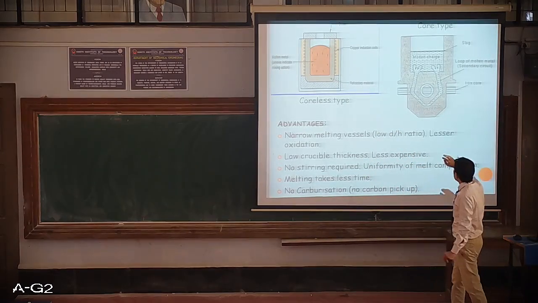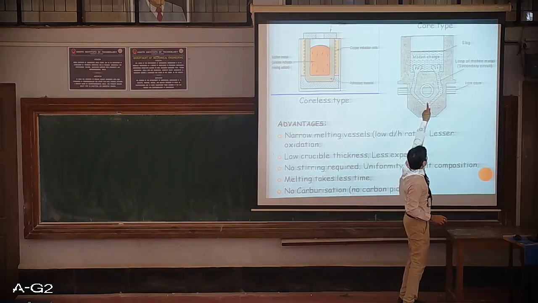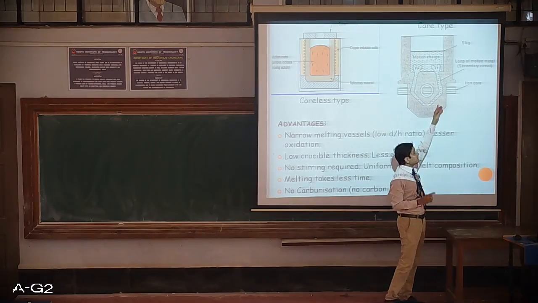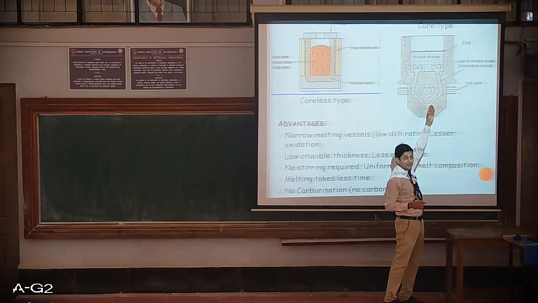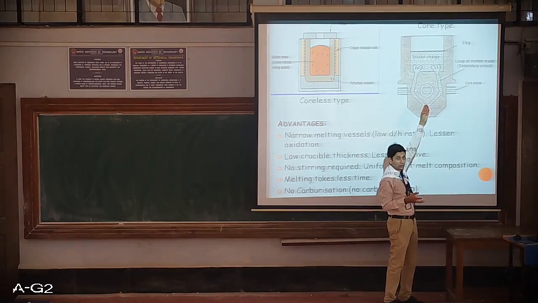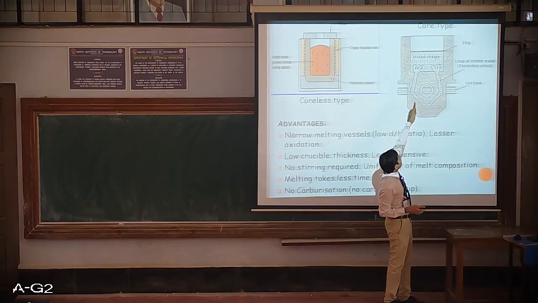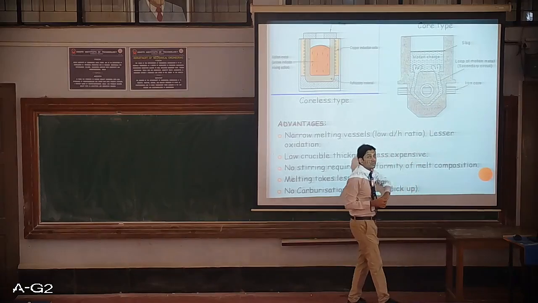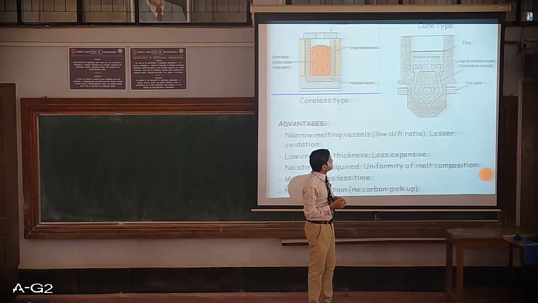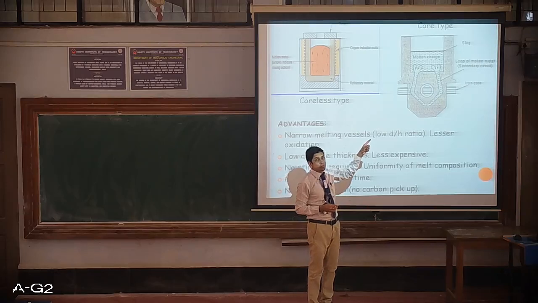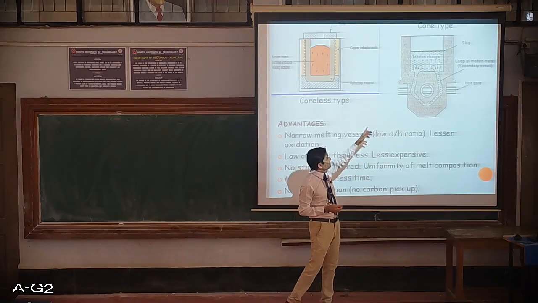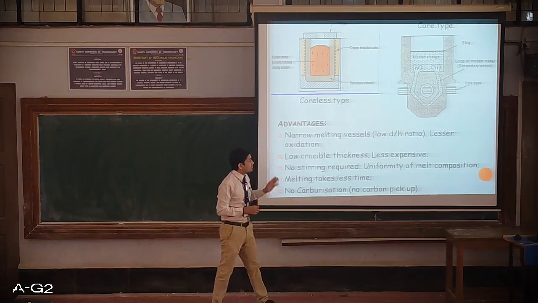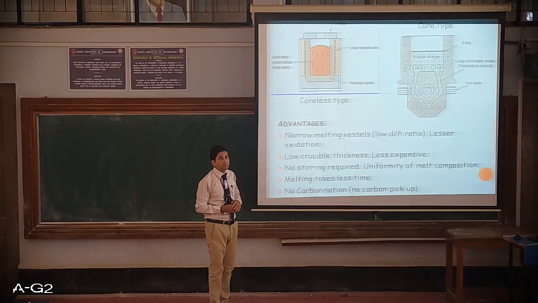But in the case of the core type, you will see that the coil is not in direct contact with the crucible, it is placed somewhere else, and the secondary current will be made to move into the charge and melt the metal, or otherwise the metal will be slowly moved through this coil, only partially, and it gets melted and moves up like this. So this is called the core type of induction furnace, and basically it is used for non-ferrous metals. This one is used for non-ferrous metals, and the coreless one is used for ferrous metals. Okay.